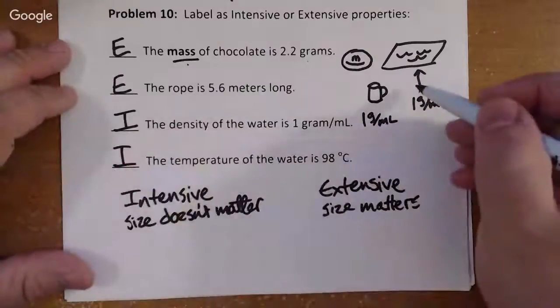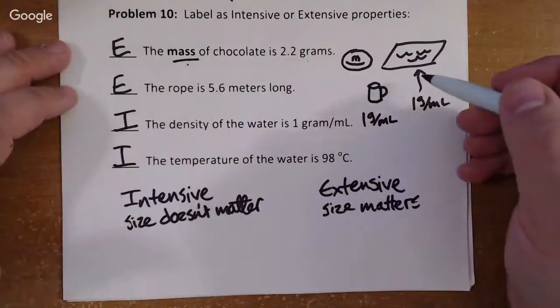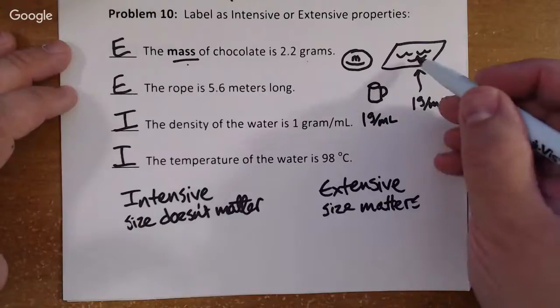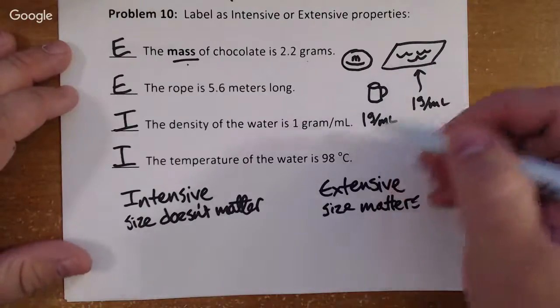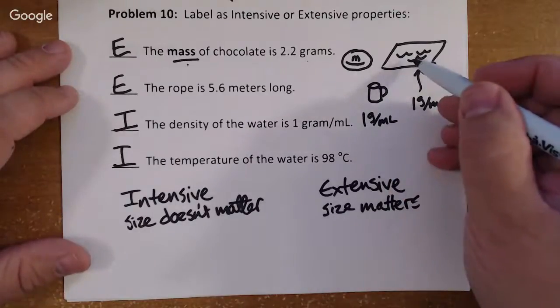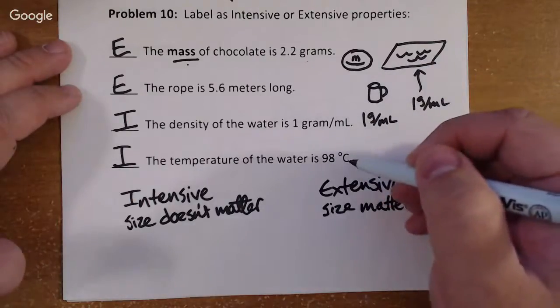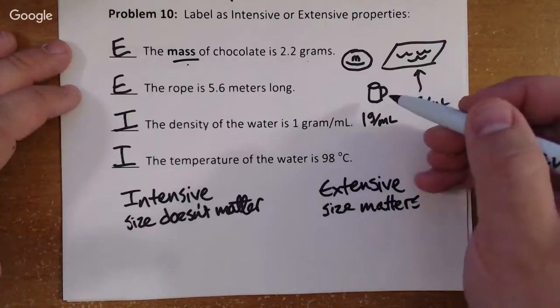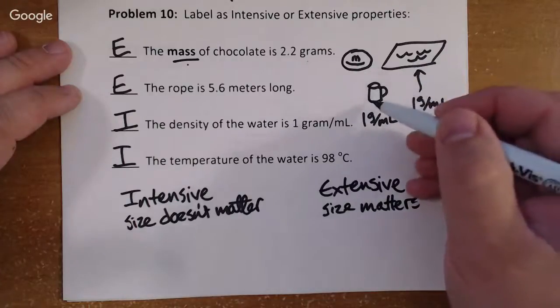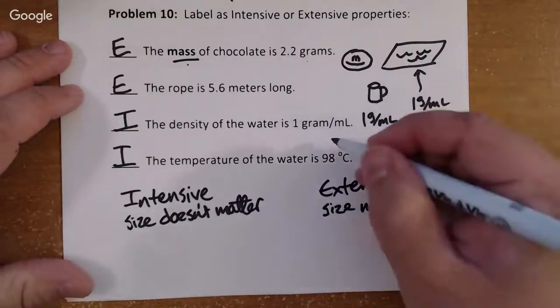Because if we go back to this example up here, it would be kind of ridiculous to have a swimming pool full of 98 degrees Celsius water, because that's 2 degrees short of boiling, but I could have it. I could have a coffee cup full of 98 degrees Celsius water, say I'm making tea. So if we compare these two, it doesn't matter the size of the sample, I can still have 98 degrees Celsius water, so size didn't matter.